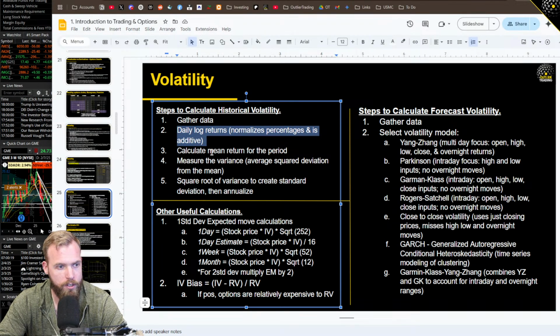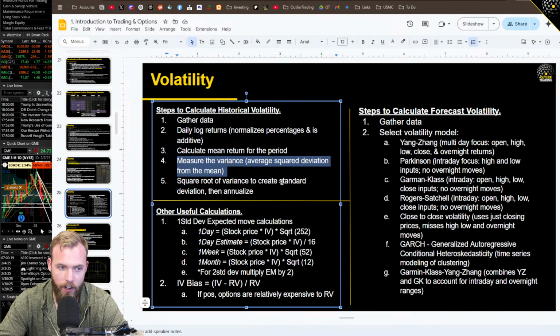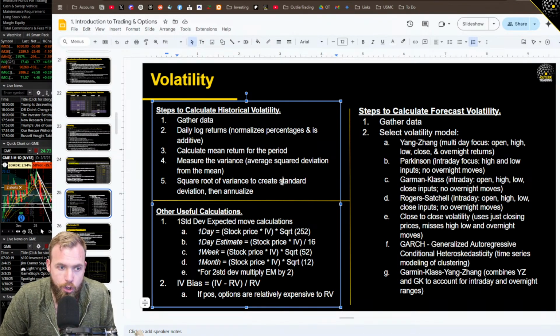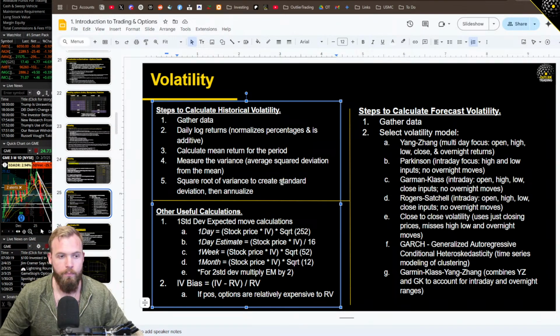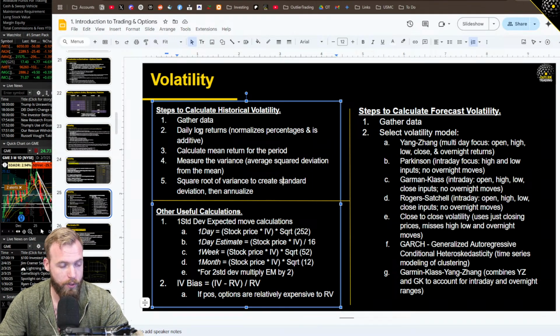So once we have the mean for the period, then we calculate the variance, which is the average squared deviation from the mean. The reason why we use log returns versus arithmetic returns is because of two things. It normalizes percentage moves just like a log chart does, and they're also additive. So it's easier from a math perspective. The mean is just the average. We know why we do that.